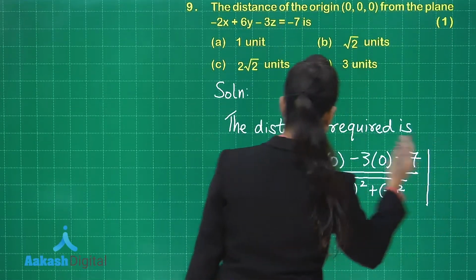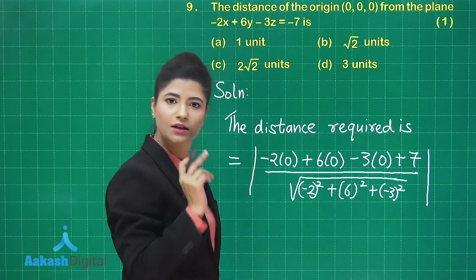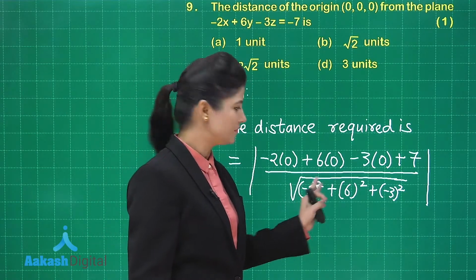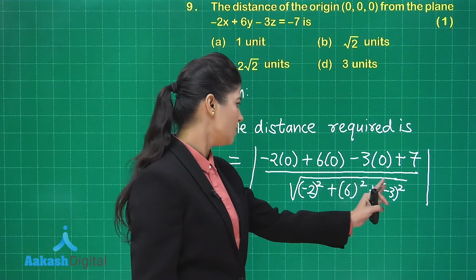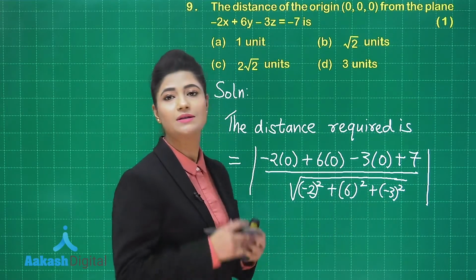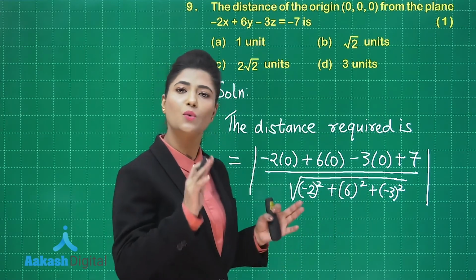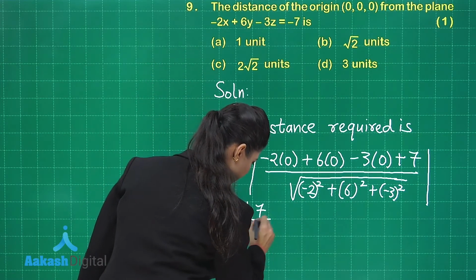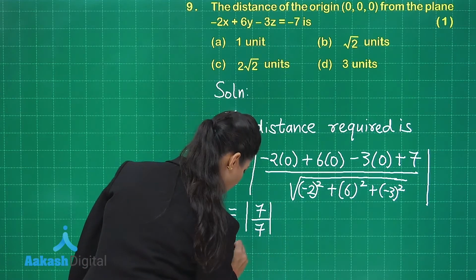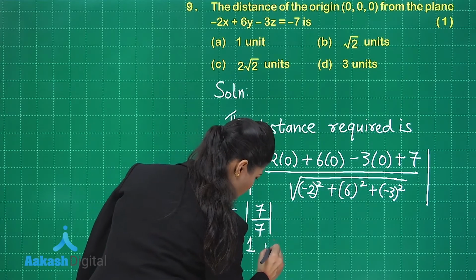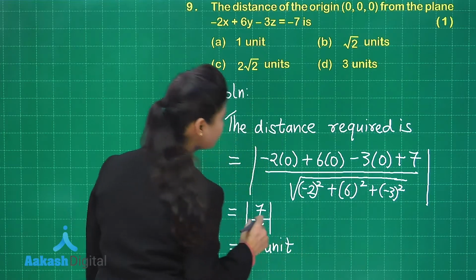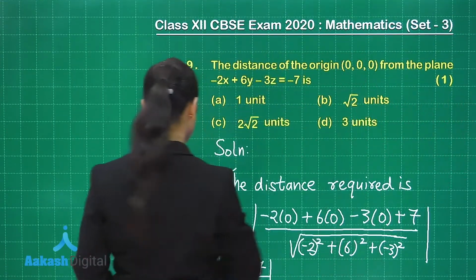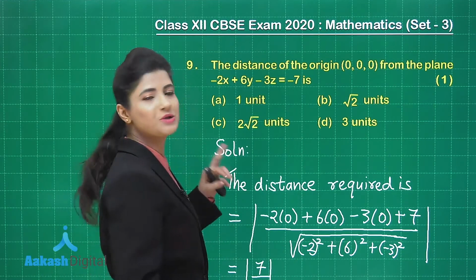So when you simplify this, first 3 terms become 0. In the numerator you are left with 7. In denominator you will get here 2 square 4, 6 square 36, 3 square 9. So 9 plus 36 plus 4, this simplifies to the value 49. So square root of 49 is also 7. So I'll be getting here mod of 7 upon 7. So this simplifies to the value equal to 1. So this is clearly equal to 1 unit. So this is the required answer for this question. So out of the 4 options provided to us, you can clearly see one is present here in option A.